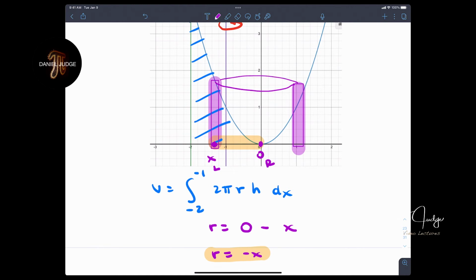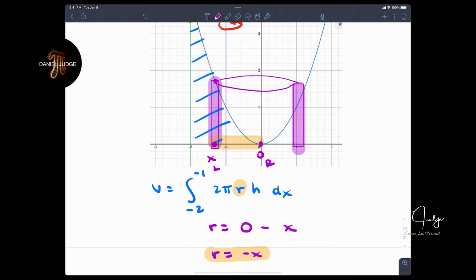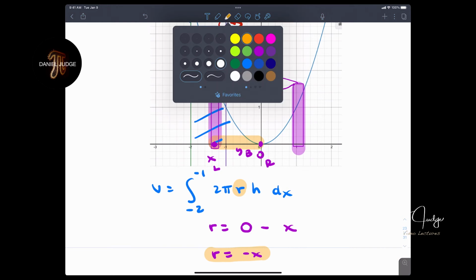I wanted to show you your cylindrical shell, okay? So that horizontal distance is our radius, so that's why it's a negative x here. Very interesting. That's our radius now here. The height of this, again, is y top minus y bottom. Okay, that's in green, I guess.